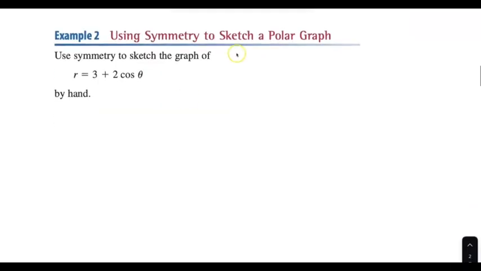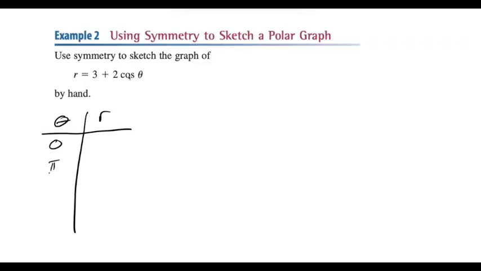Okay, using symmetry to sketch a polar graph. So we want to sketch this one. Use symmetry to sketch the graph of r equals 3 plus 2 cosine theta by hand. So again, at first, not knowing anything, we'd go, here's our theta, here's our r. We'll start at 0, pi over 2, pi, 3 pi over 2, and 2 pi.